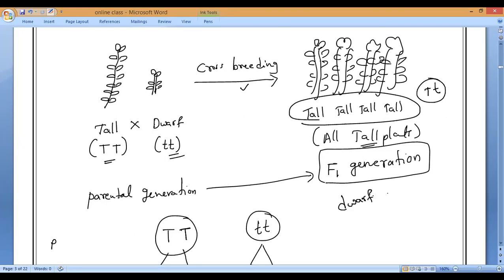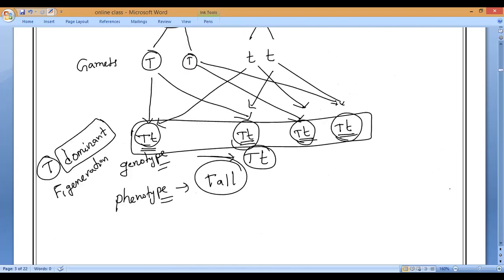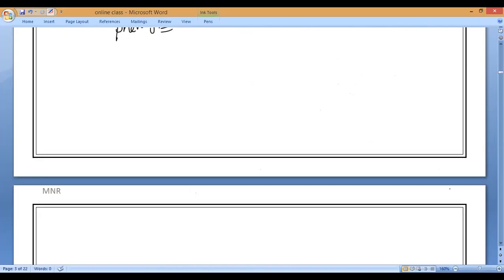Dwarfness is hidden. Dwarfness did not show up in the progeny of the F1 generation. So in the F1 generation, no dwarfness has been shown. That is what he noticed when he crossed the parental generation. So that is why he again selected tall pea plants of the F1 generation to cross.